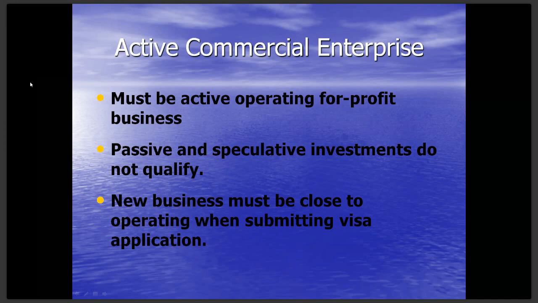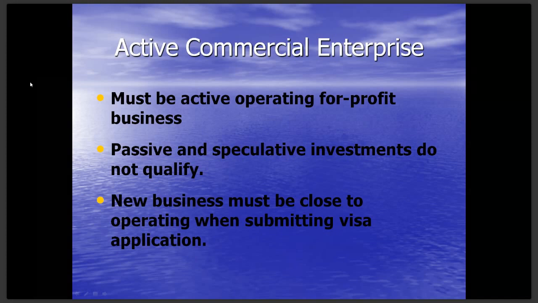The next point I want to touch upon is active commercial enterprise. The E-2 visa requires the applicant to establish or acquire a for-profit business. They require the business to be one that is selling some sort of product or service, has a customer base, a target market, and has physical business premises, a store, office, shop, or warehouse, and a staff of U.S. employees. These are the factors they're looking for to demonstrate a real commercial enterprise.